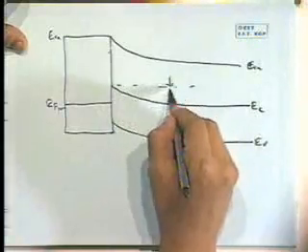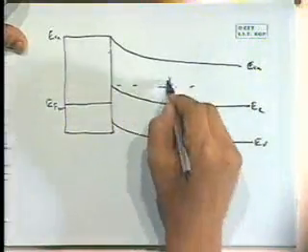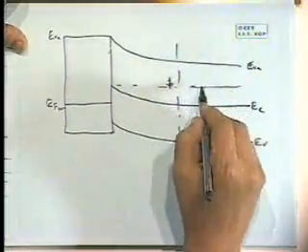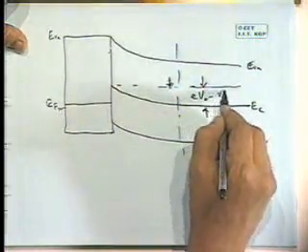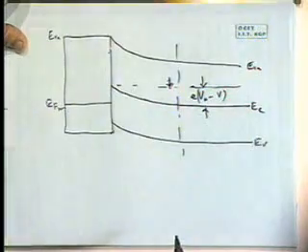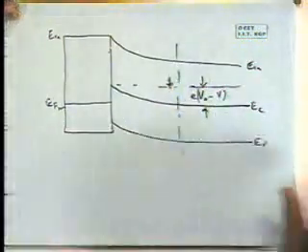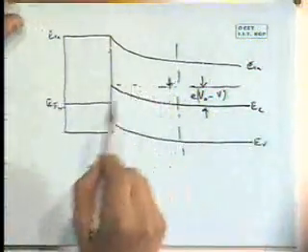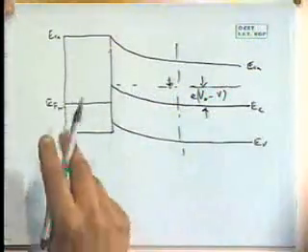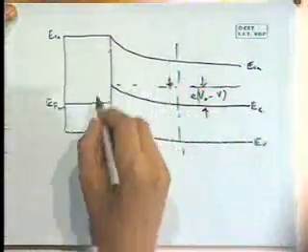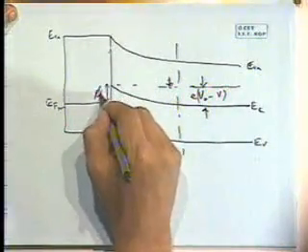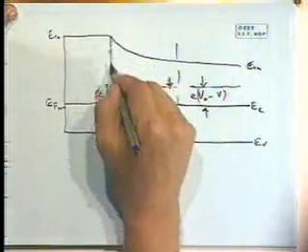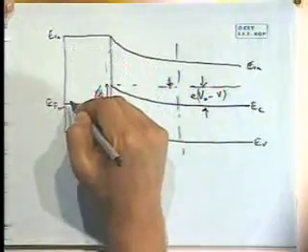This barrier now that we have is EV naught minus V. It has shifted from EV naught because the field that is acting externally opposes the built-in one. This barrier, on the other hand, phi b, remains unchanged because chi remains unchanged and phi m remains unchanged.